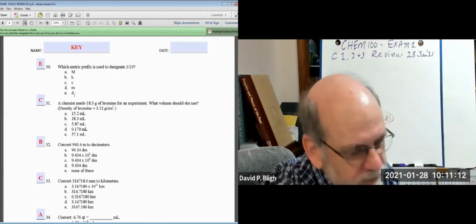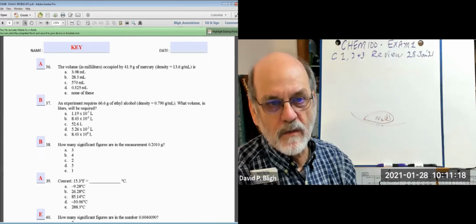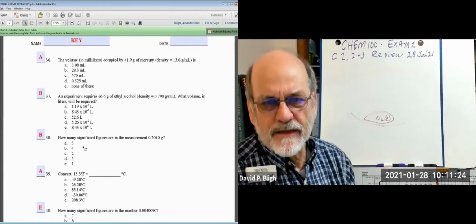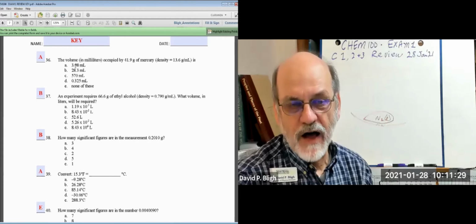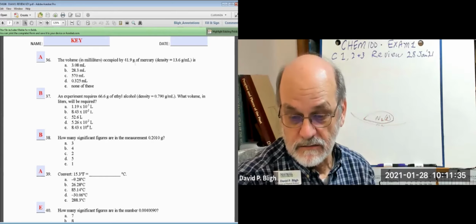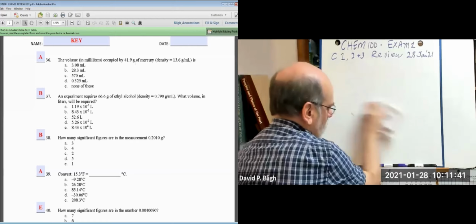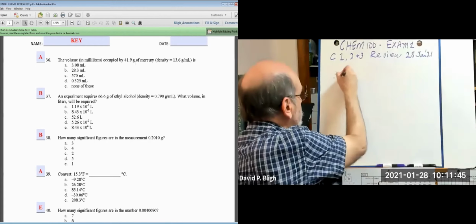Let's see. 36 is my next stopping point. Here we go. So this question is in the form of a statement, and the answer is A, B, C, D, or E. The volume in milliliters occupied by 41.9 grams of mercury is. Okay. 36. So what's the question? We want to know how many milliliters of mercury we got. Right? Milliliters of mercury.